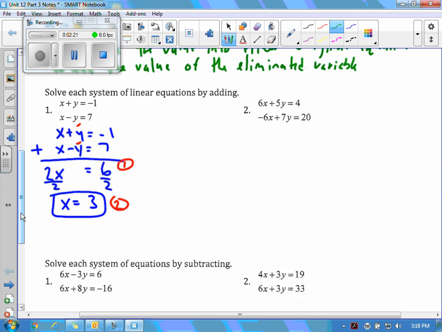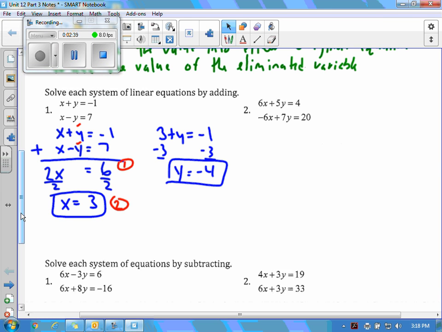Then my third step is to take x equals 3 and plug it into either one of these original equations. I'm going to plug it into the first one. I'll get 3 plus y equals negative 1. I would subtract 3 from both sides, so I get y equals negative 4. That's my third step, to plug it into either equation and find the eliminated variable. And since it's a system, my answer is going to be an ordered pair. In this case, that'd be 3, negative 4. Make sure you have those notes down because I'm going to go ahead and erase this.